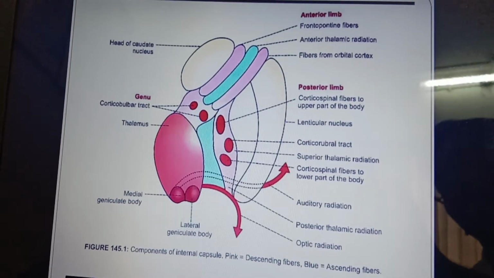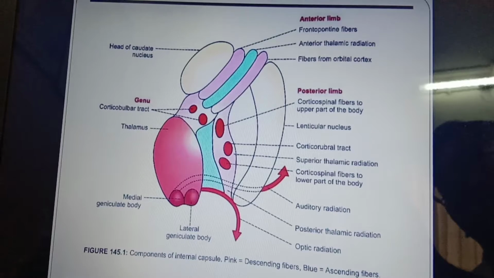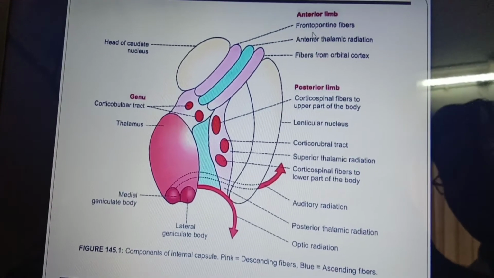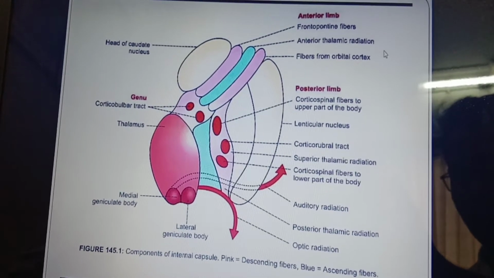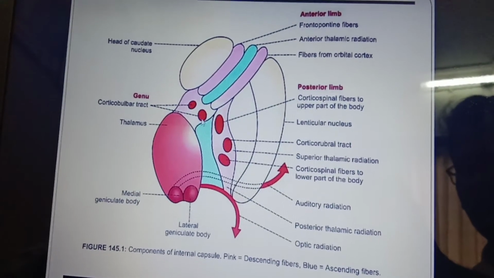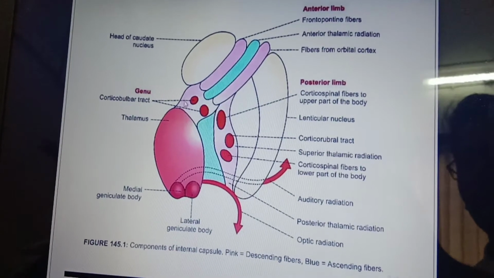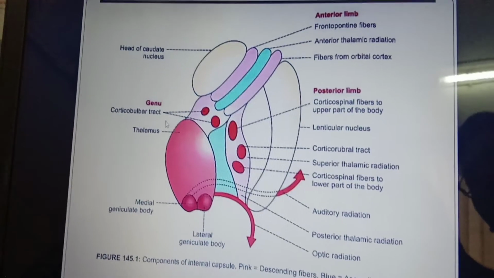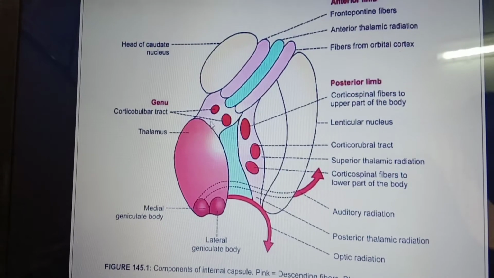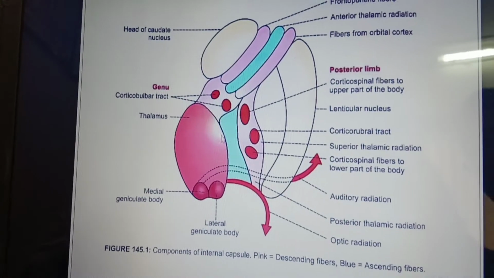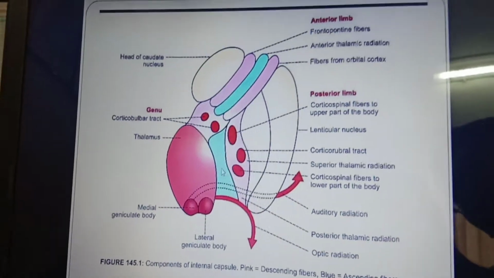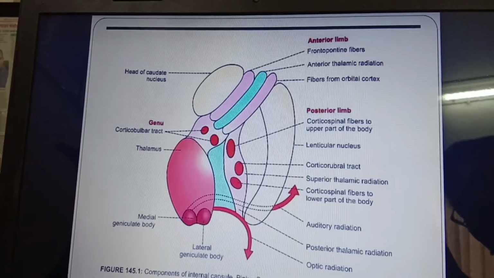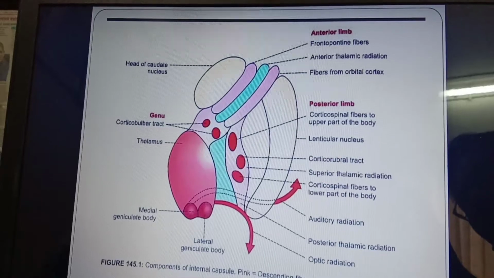So which sensory and motor tracts are present in the internal capsule? The anterior limb, if you observe carefully, consists of frontopontine fibers and anterothalamic radiation. This genu part, which is present in between the anterior and posterior limb, consists of corticobulbar tracts, and the posterior limb, a very important part of the internal capsule, consists of sensory and motor fibers, that is called ascending and descending fibers.